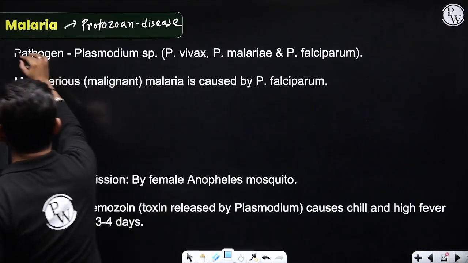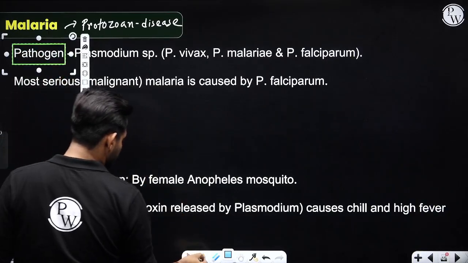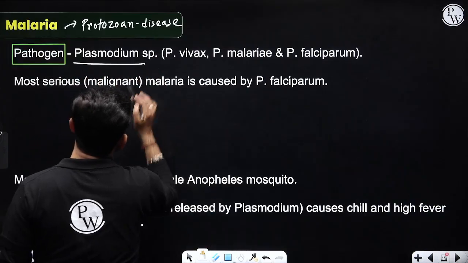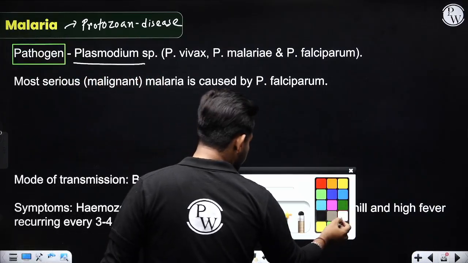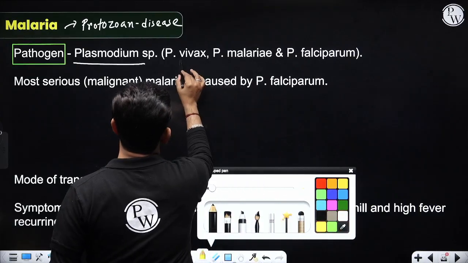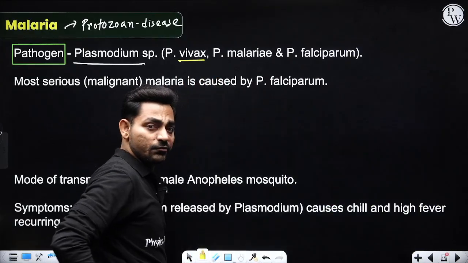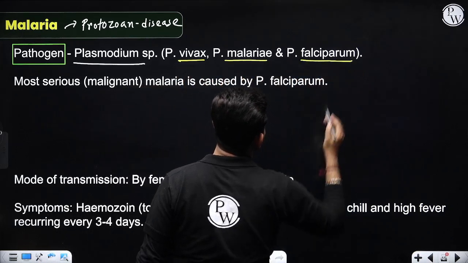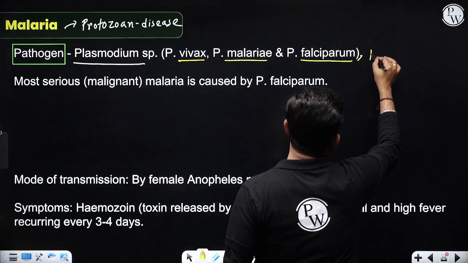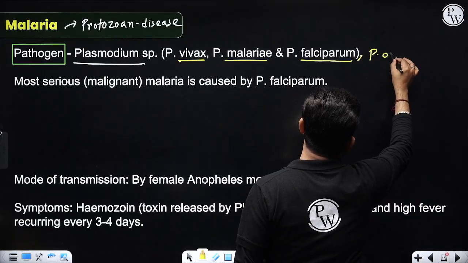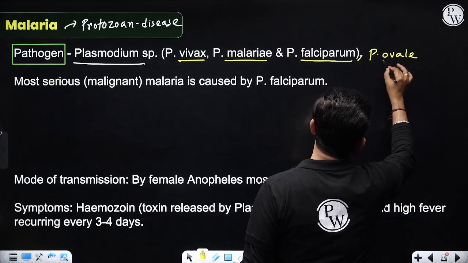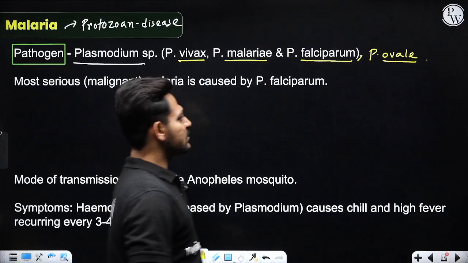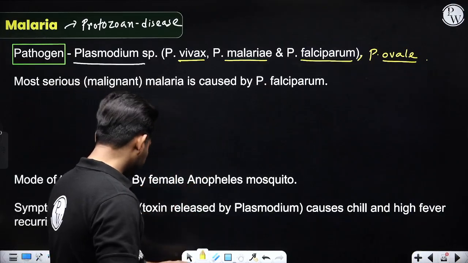So the pathogen for malaria is a protozoa called Plasmodium. There are many species of Plasmodium. Plasmodium vivax is the most common one. Plasmodium malariae, Plasmodium falciparum, and there is another species also observed, Plasmodium ovale. So these are some species of Plasmodium.